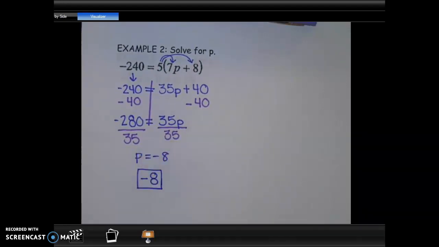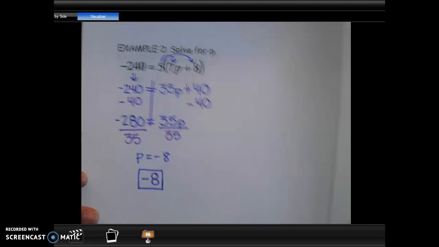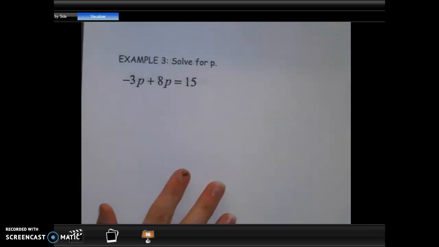Okay, if you put a space in there, it's going to count it as wrong. It's very finicky, so just put -8. All right, let's keep going. I wanted to make sure you got plenty of examples.